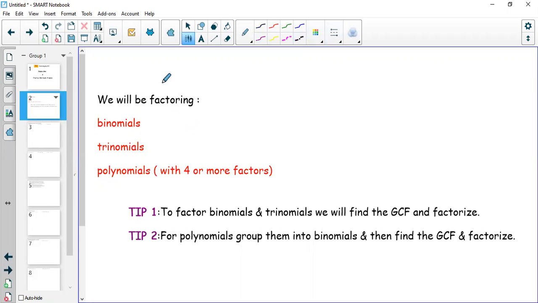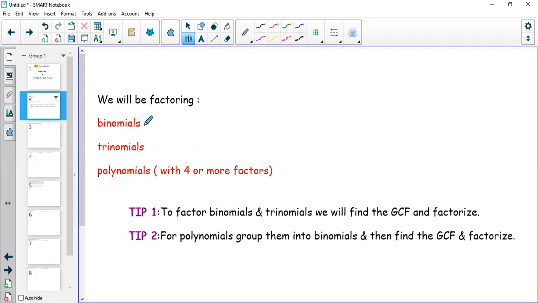So here, before I start the answers for the practice workbook, these three things are the ones we are going to be looking at throughout this lesson. That's we'll be factoring binomials, we'll be factoring trinomials, and of course we'll be factoring polynomials too, but only with 4 factors for this particular lesson, right? So we'll be going through how to factorize these one by one.